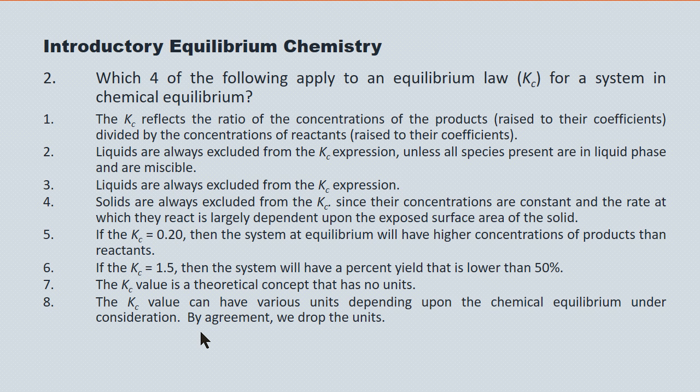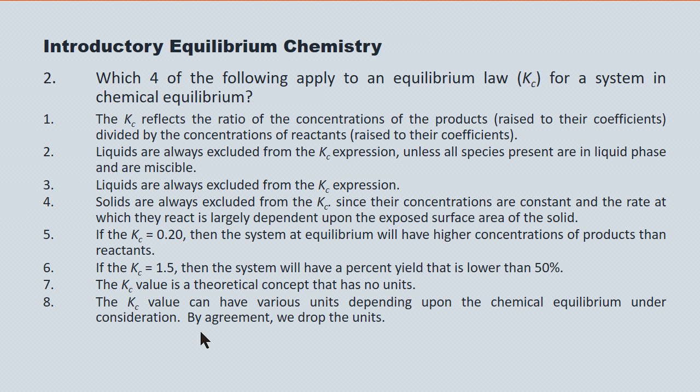5. If the Kc equals 0.20, then the system at equilibrium will have higher concentrations of products and reactants. Well, we're talking about a Kc value equal to products over reactants. If products have a higher concentration than reactants, you can have a Kc value greater than 1. So 5 is false. 6. If the Kc is 1.5, then the system will have a percent yield that is lower than 50%. Well, no, if products over reactants equals 1.5, you're going to have more products than reactants, and the percent yield is going to be greater than 50%. So 6 is false.